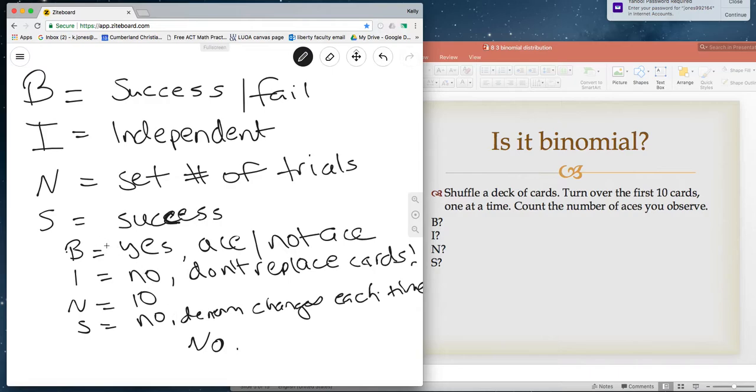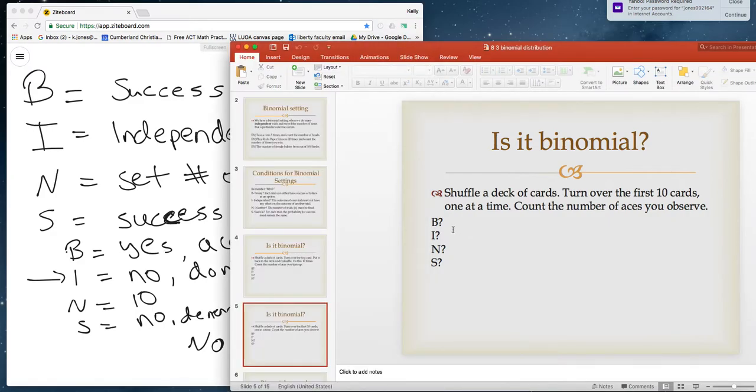Now, usually you don't need to check all of these. You only need to check until you get 1 no. So I could have really stopped here at I. I could have said it's not independent and been done with it and just said, okay, it can't be binomial. But I went ahead and showed all 4 so you could see that 2 of them actually were yeses and 2 of them were actually nos. But really, if only 1 is a no, then the whole thing won't work.